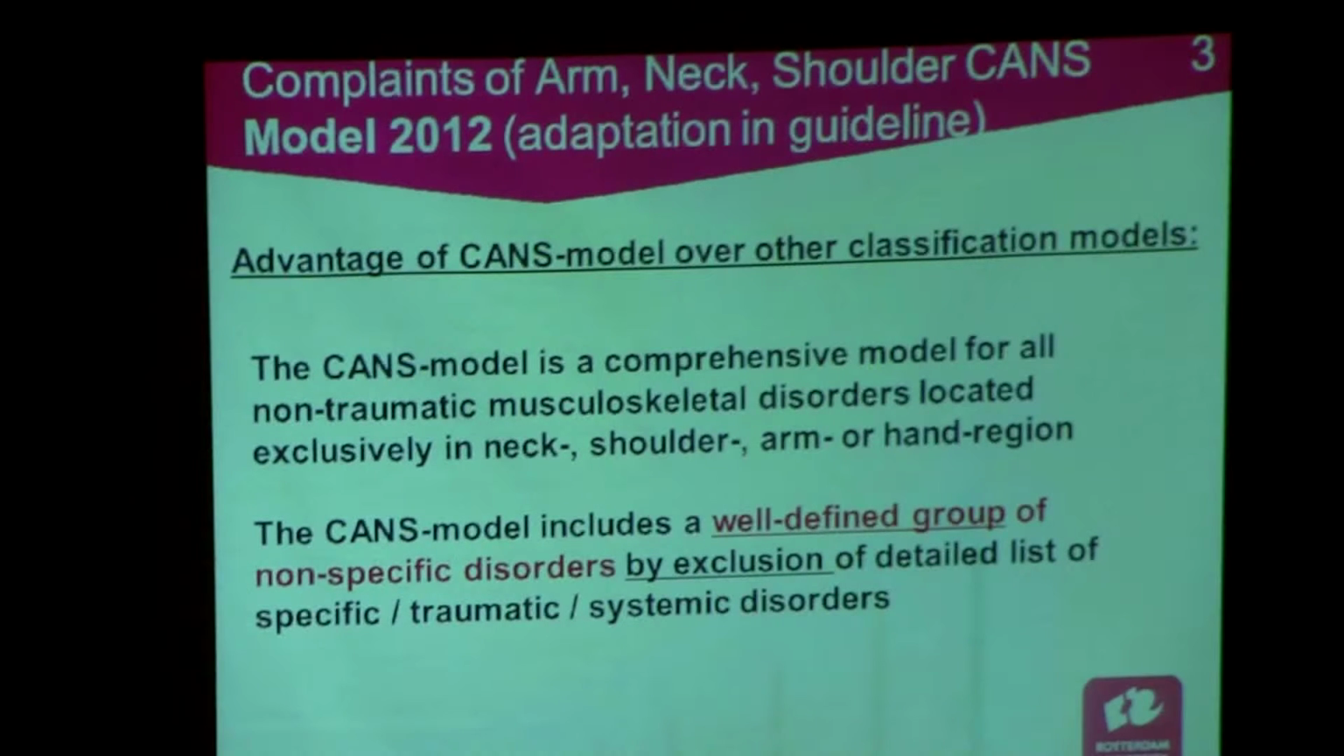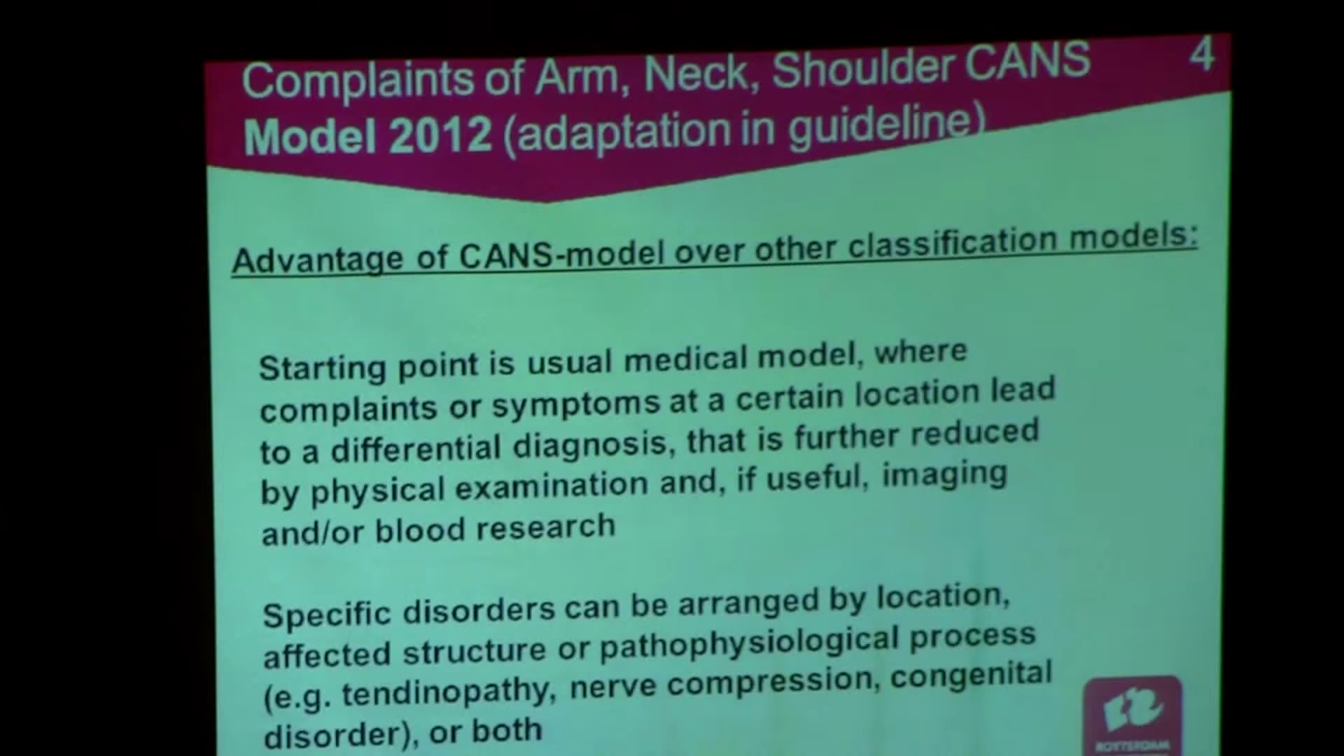So I think the advantage of the CANS model over the other classification models is that it's a comprehensive model for all non-traumatic musculoskeletal disorders located exclusively in the neck, shoulder, arm or hand region. And it includes a well-defined group of non-specific disorders by exclusion of a detailed list of specific disorders or traumatic or systemic disorders. So you know what you are talking about. And if you try to develop research for this kind of disorders, you can have a clear definition of the patient group you are talking about, and then you can draw much more firm conclusions about that patient group.